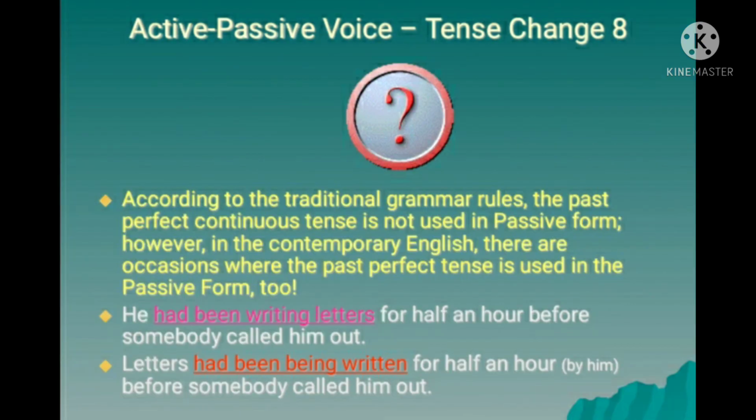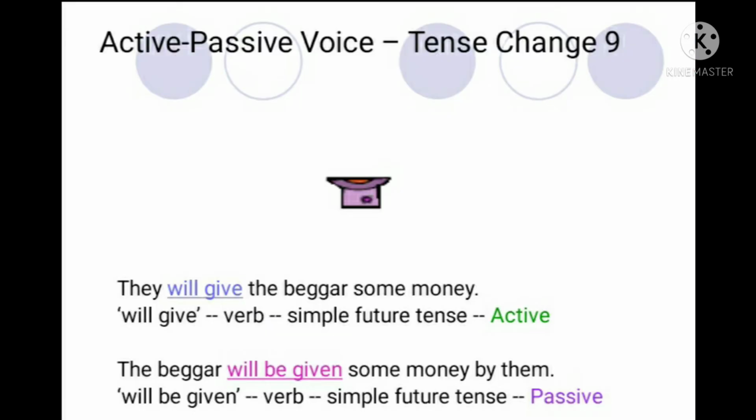The next example, he had been writing letters for half an hour before somebody called him out. The passive voice will be letters had been being written for half an hour by him before somebody called him out. Therefore, we see that the past perfect tense is used in both the active as well as the passive voice. Let's now go to the next example.